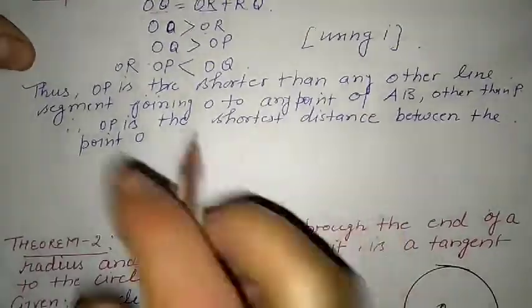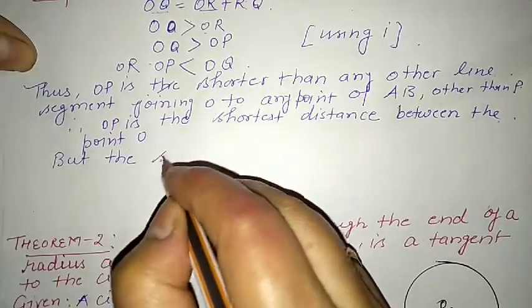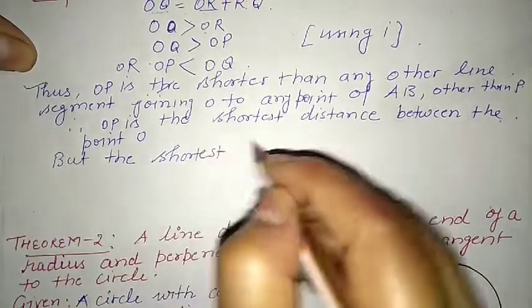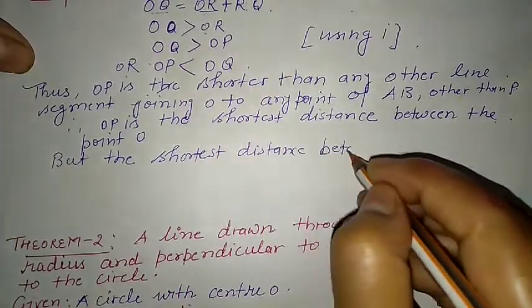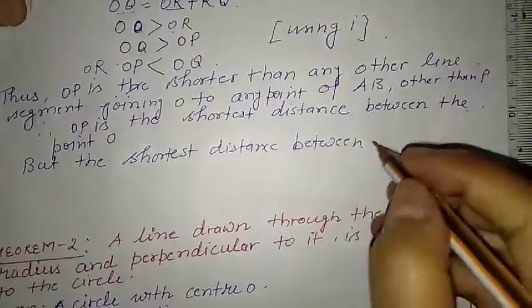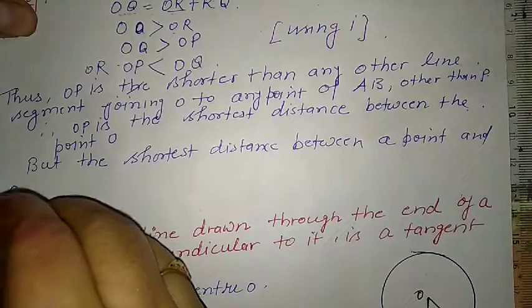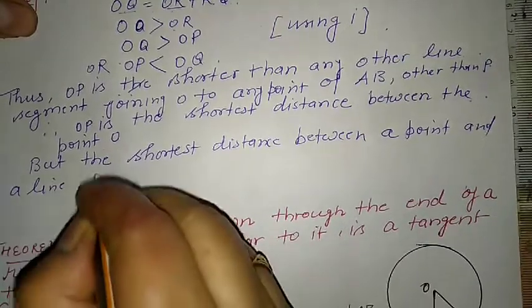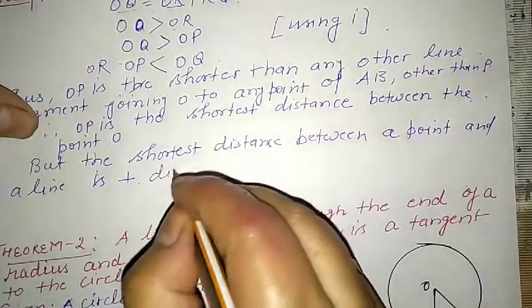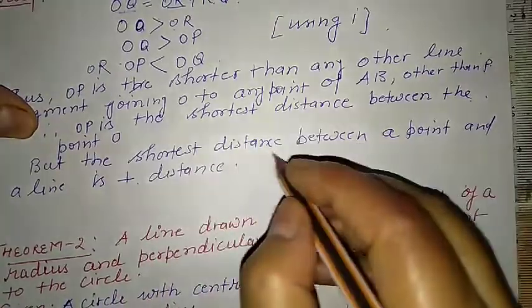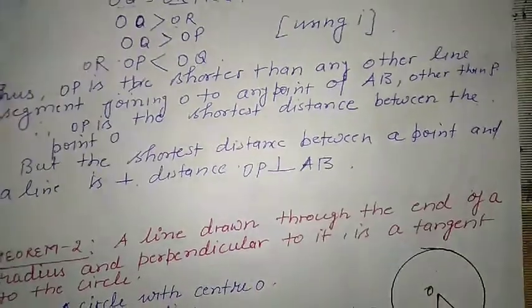But we know that the shortest distance between a point and a line is the perpendicular distance. So what we can say is OP is perpendicular to AB. This theory we have to write.